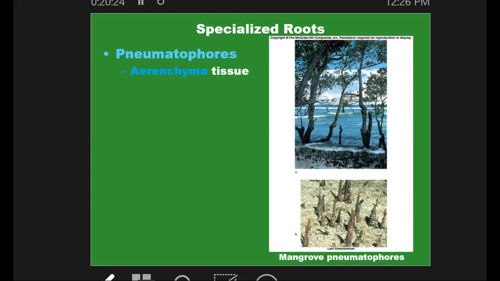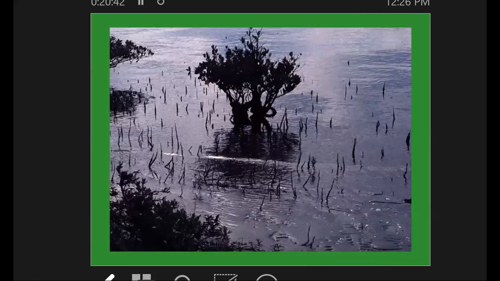So here you're looking at the shore with mangroves, and then in the lower figure, they're showing a close-up of the snorkel roots. So really nice adaptation for these trees to be able to get enough oxygen through a 24-hour period. There's another good example at low tide where you can see all the snorkel roots.